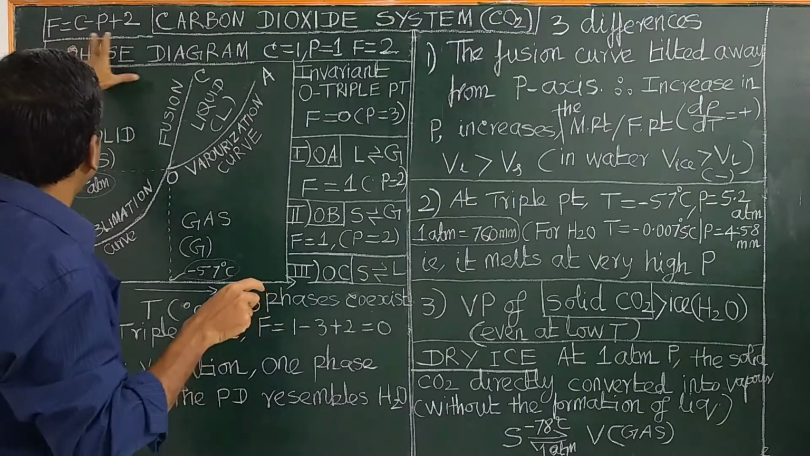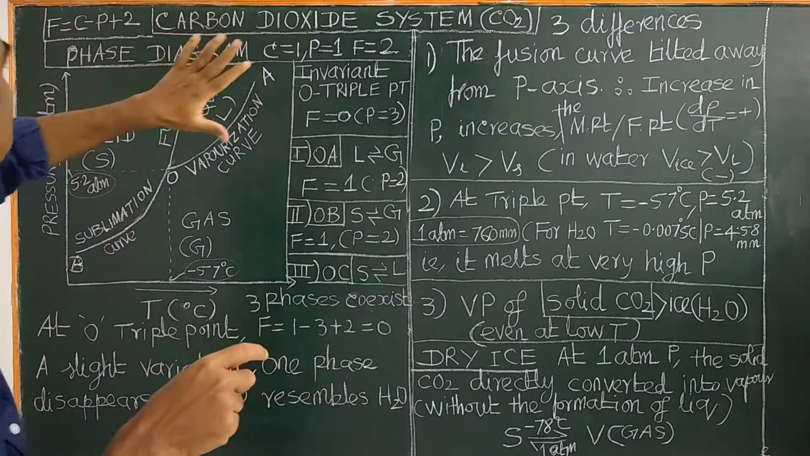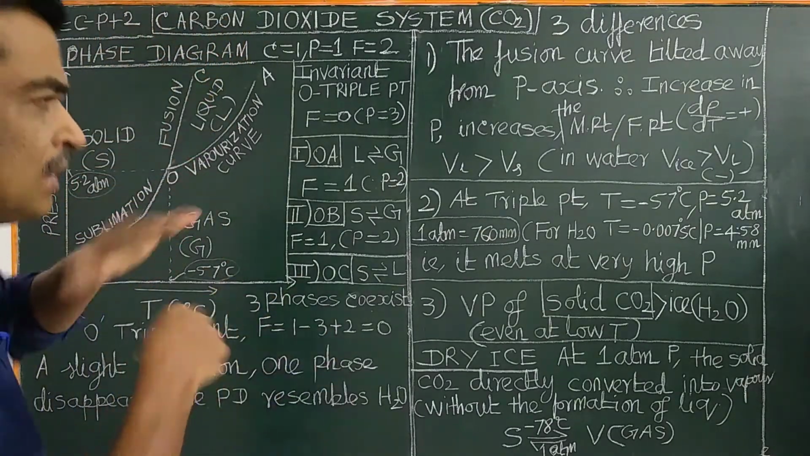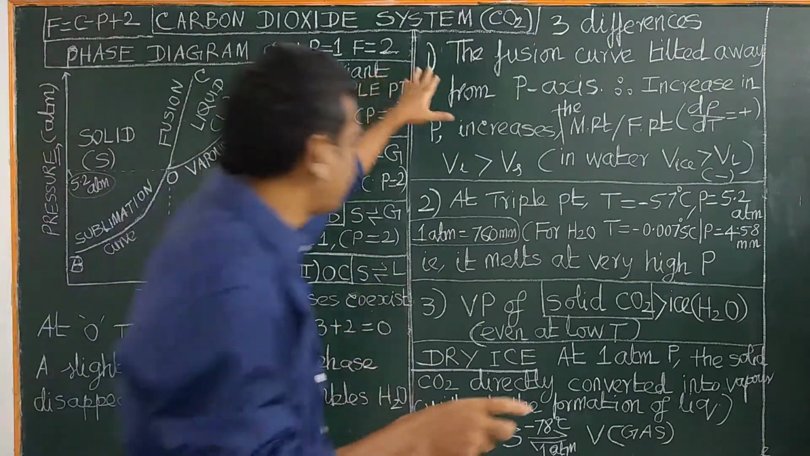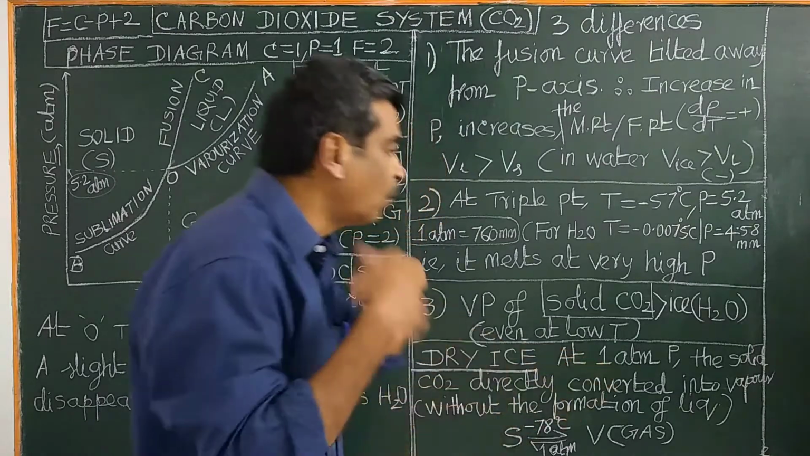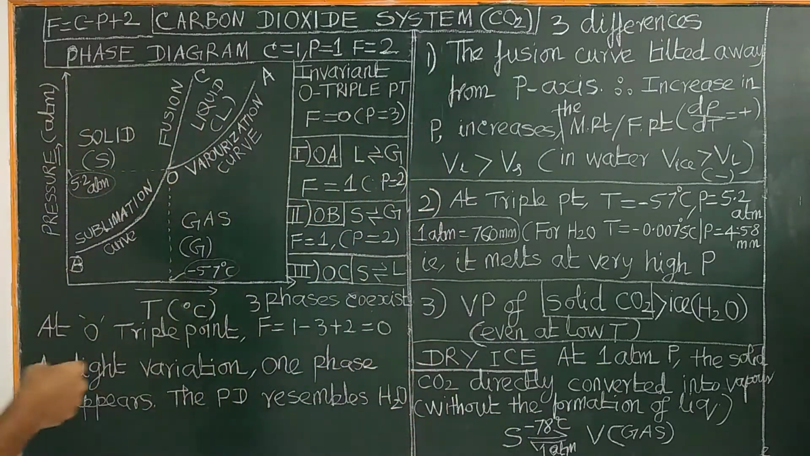Let us apply the phase rule. F equal to C minus P plus 2. You can write all similar to water, with little differences. There are three differences, and we'll see dry ice. What is dry ice?